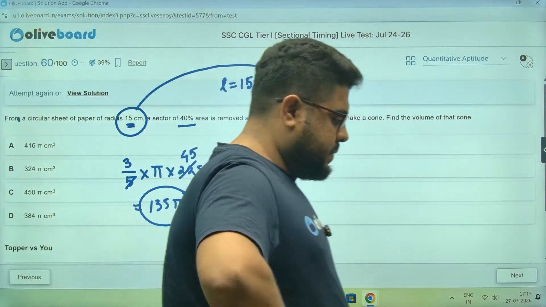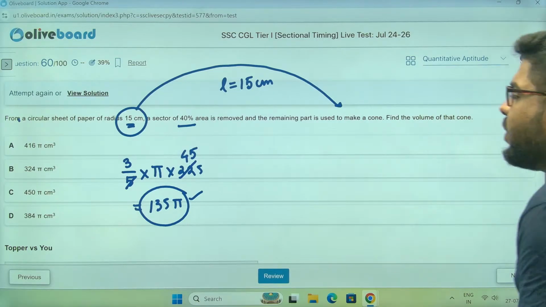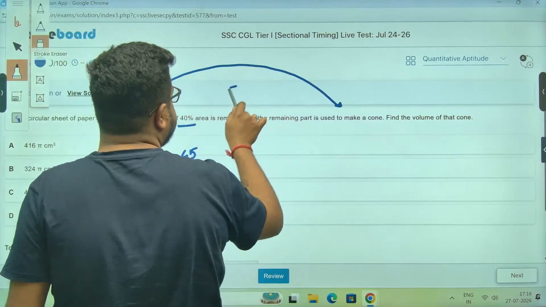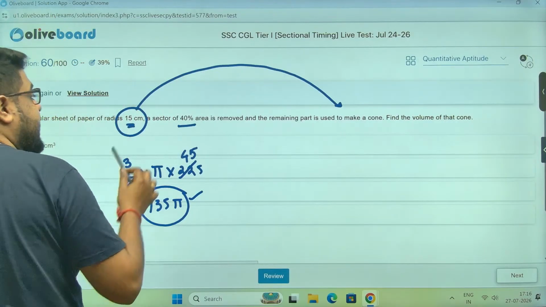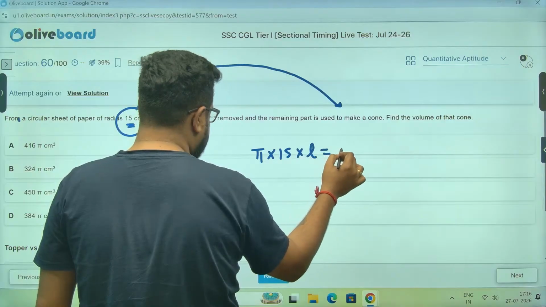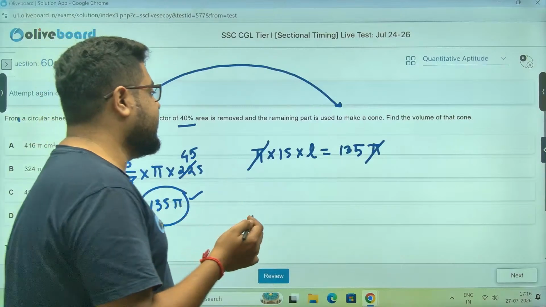but there is a problem. R is also there, L is also there, that gives us a different value. They are kind of making the question in a different way, sir. They are not rolling it normally. Sir, I cannot take this as 15. The usual stuff I cannot use. I have to figure out the value of L. Chalo, pi into R is 15, L is L, that is 135 pi. Okay, so they are not rolling it traditionally, they are doing it differently.